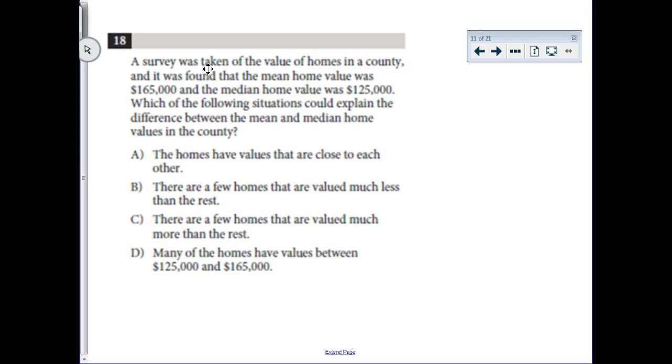A survey was taken of home values in the country, and it was found that the mean home value was $165,000, and the median home value was $125,000. Which of the following situations could explain the difference between the mean and median? Okay, first of all, translate the mean and median idea for me. What does mean mean again? That's average. And then median is middle.